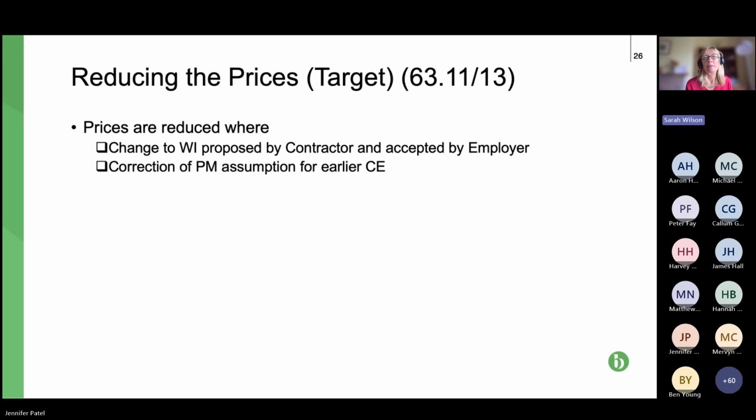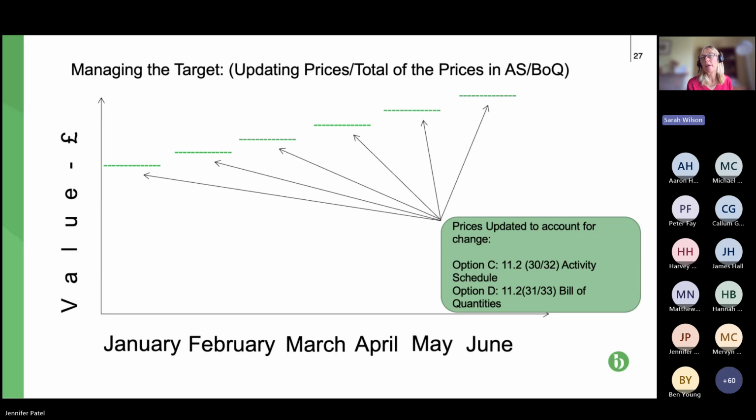Yeah, so I think that's possibly pretty obvious, but compensation events do on occasions reduce the contract price if it's a reduction in scope, so that would effectively work for the target cost.